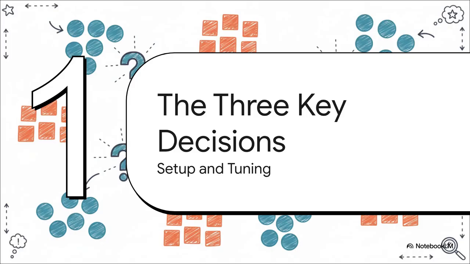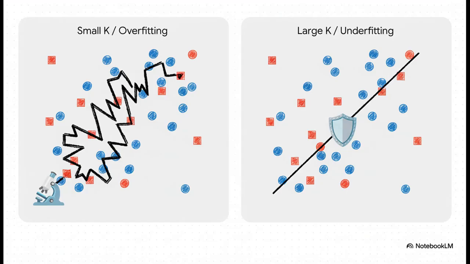Okay, so the process is simple, but getting it to work really well means we have to make 3 key decisions before we even start. This is kind of our setup and tuning phase. First up, and this is the big one, is choosing k. And this choice perfectly illustrates a classic machine learning trade-off.